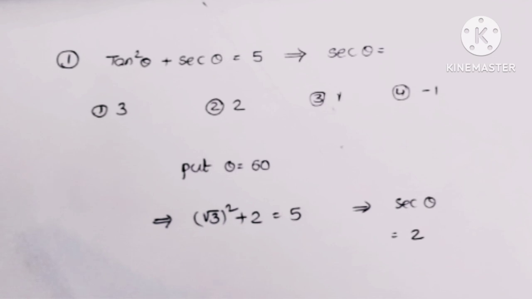Understand? Where is the question? First I am simply replacing the value of theta which satisfies the given equation. Here the value theta is equal to 60 only satisfies the equation. So I am substituting theta is equal to 60. Then I use theta is equal to 60 to find the secant theta answer. That's all. Understand? Very easy question.